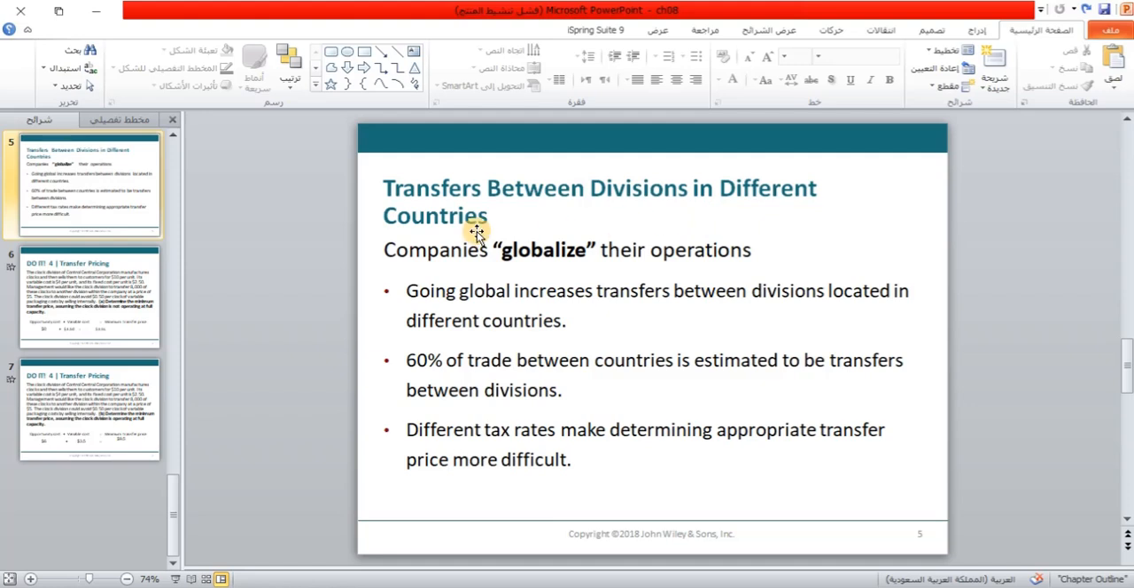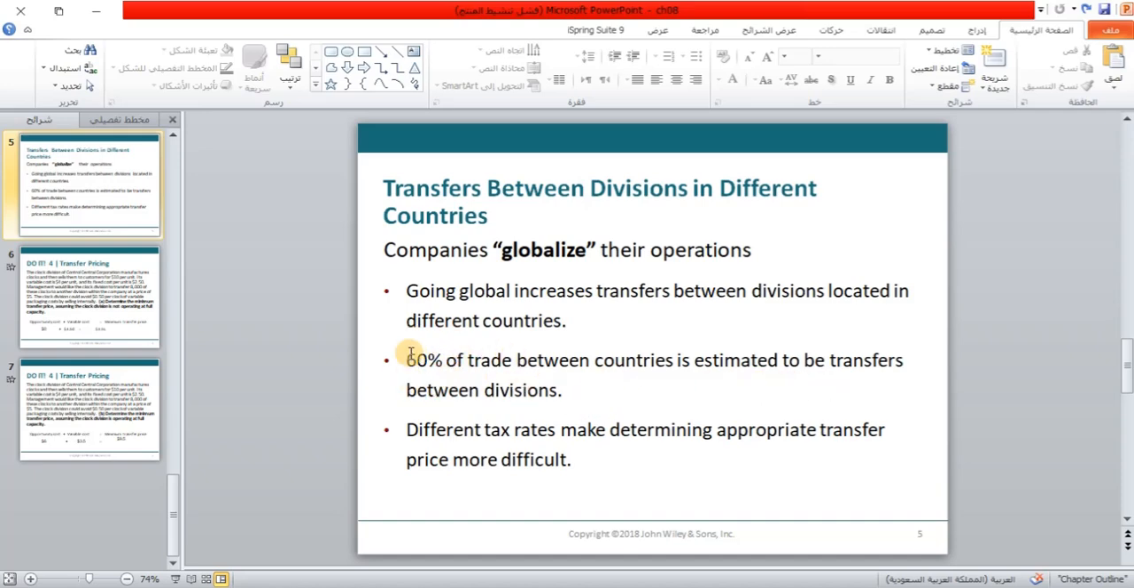Transfers between divisions in different countries. When the company is multinational or international, companies globalize their operations. Going global increases transfers between divisions located in different countries. These companies have a lot of transfer prices. As you see, 60% of trade between countries is estimated to be transfers between divisions.